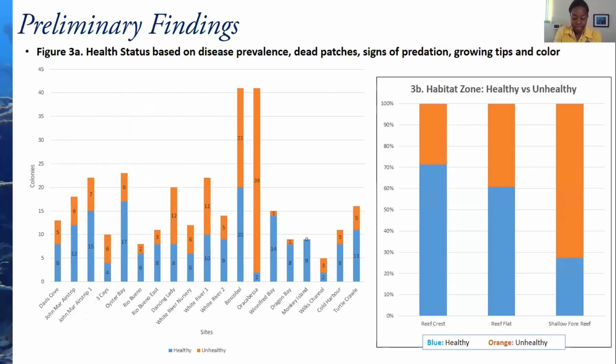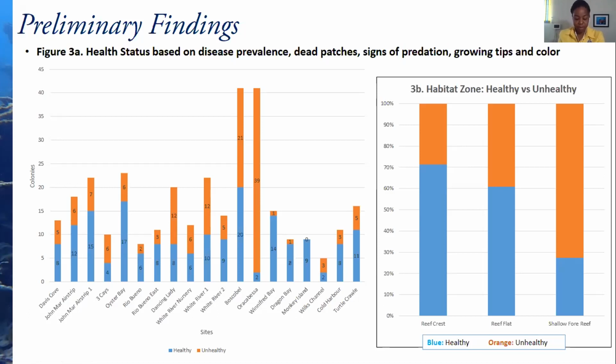The health status of the colonies counted was assessed based on the presence or absence of disease, dead patches, growing tips, signs of predation, and color of the coral. Now, the unhealthy are seen in orange and the healthy corals are seen in blue. Rocklebessa showed one of the largest disparities between their healthy and unhealthy corals. Winifred and Monkey Island in Portland had the highest ratio of healthy corals, though Boscobel had the highest total of healthy corals.